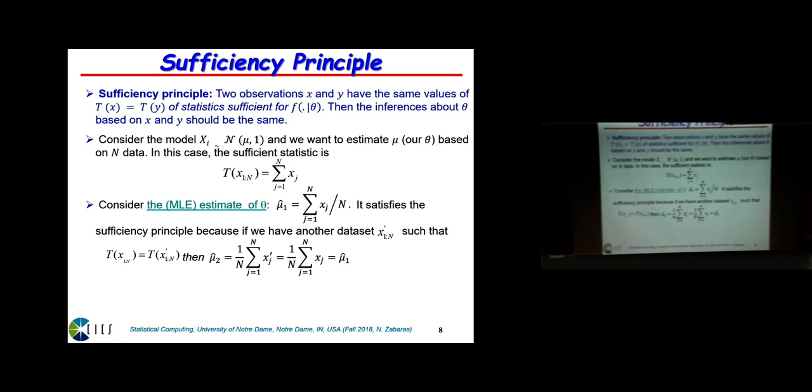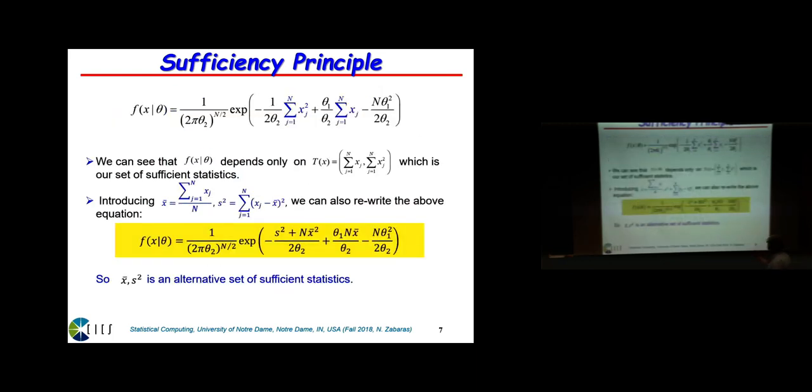Why not? The MLE estimate, right? So here we take the variance to be constant, so S is not an issue. The only dependence in theta comes through X bar. And we said we will take the two X bars to be the same. So this will give you exactly the same estimates of the parameters. So the MLE estimate satisfies the sufficiency principle.